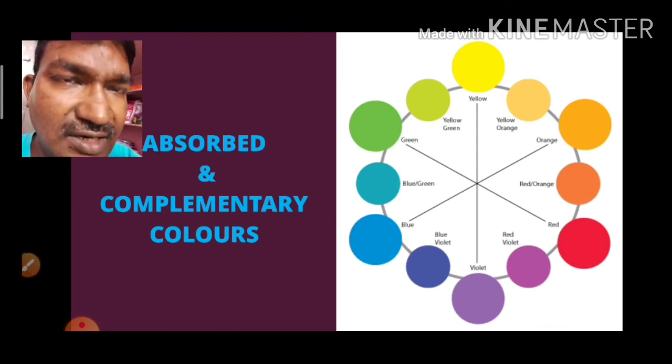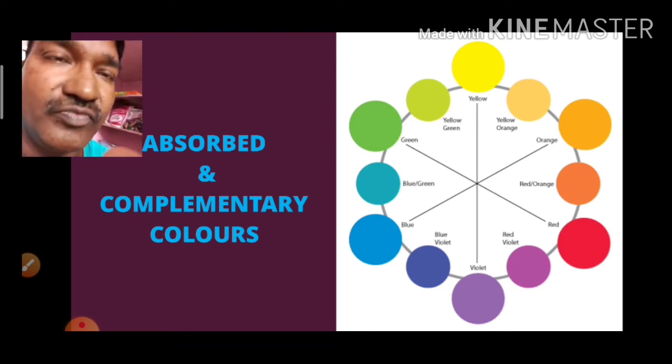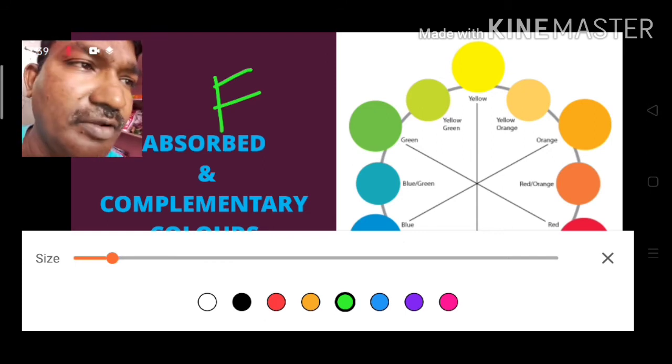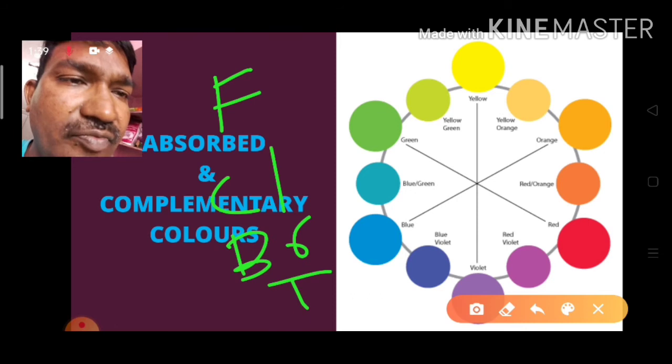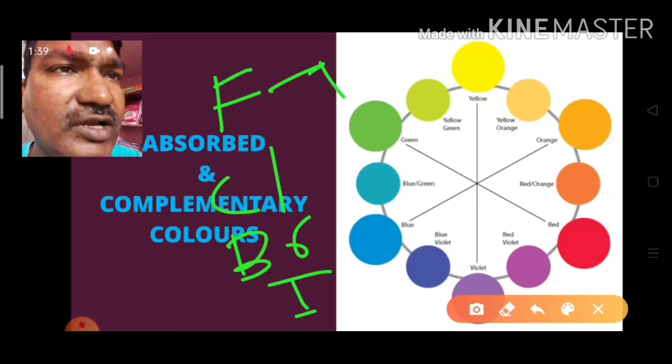This can be clearly understood by taking the example of the seventh group elements. We know very well the seventh group elements. The seventh group elements are fluorine, chlorine, bromine, and iodine. Here, fluorine absorbs the violet color.